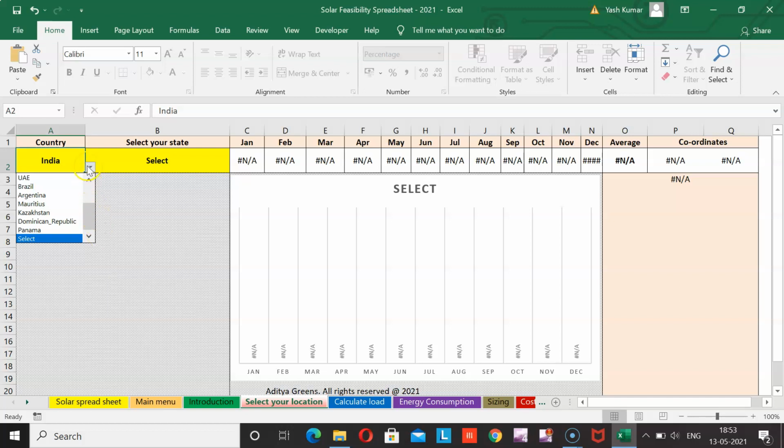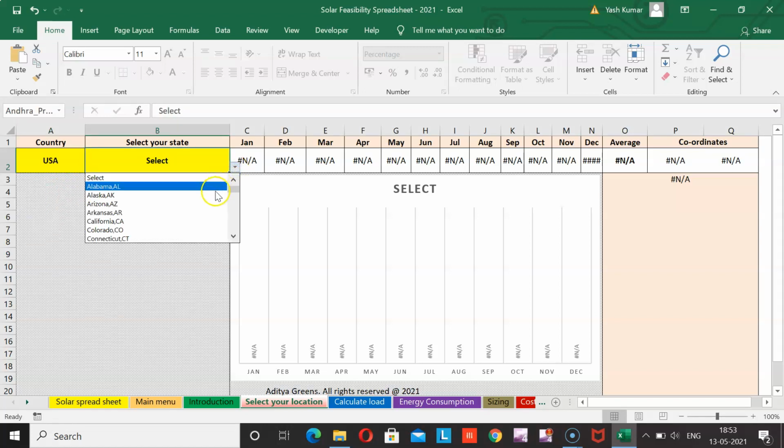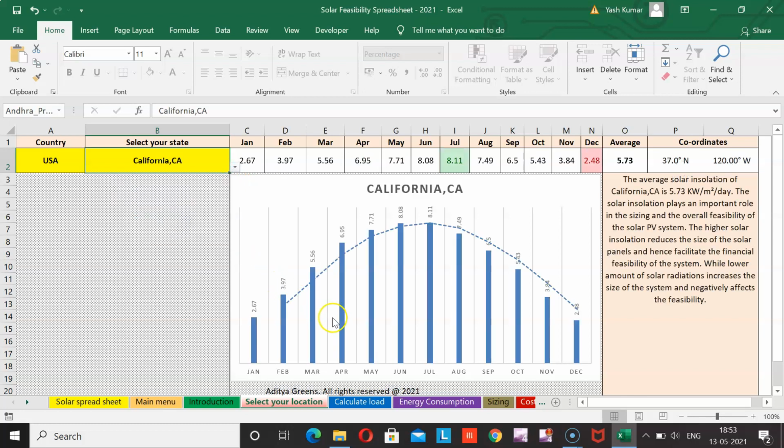Okay, let us proceed. Now let us select the country United States of America, and under the select state column, I'm selecting California. Now we can check out the graph in front of you. This graph tells you the average peak sun hours in that particular location in California, and anything above 4 is considered very good. So California receives 5.73 peak sun hours, and it is considered very good for solar power installation. So people living in California benefit from a good amount of sunlight.